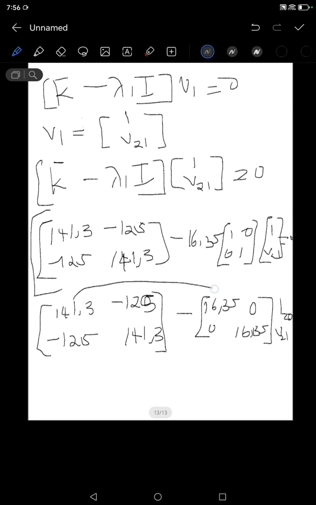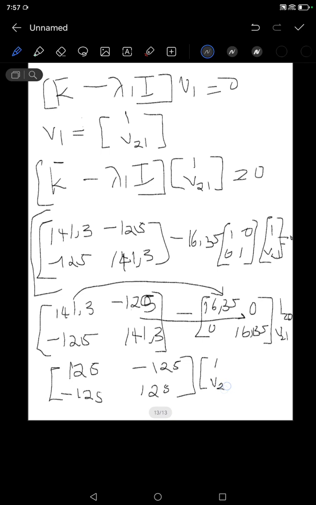So it's going to be this minus this, which is going to be 125, and then negative 125 minus 0, we're going to have a negative 125, and negative 125 minus 0, a negative 125. And then 141.3 minus 16.35, we're going to get 124.95, which we can round to 125, all multiplied by the vector 1 v21, equals 0. And then from here we can now solve for v21.